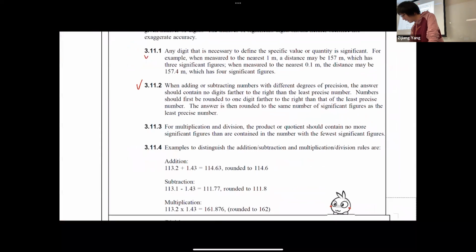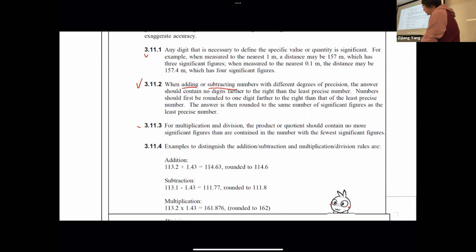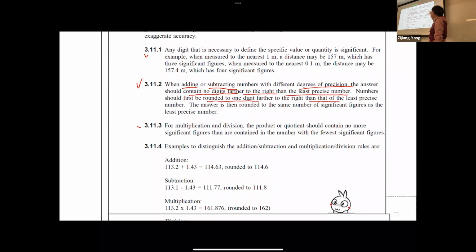But here I want to focus on these two. When adding or subtracting numbers with different degrees of precision, which means with different significant figures, the answer should contain no digits farther to the right than the least precise number. And numbers should be rounded to one digit farther to the right than that of the least precise number. The answer is then rounded to the same number of significant figures as the least precise number. This is a little bit confusing, but when we look at the examples, it will be more clear.